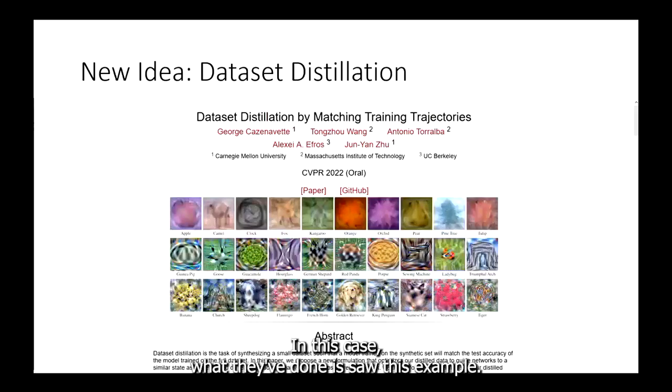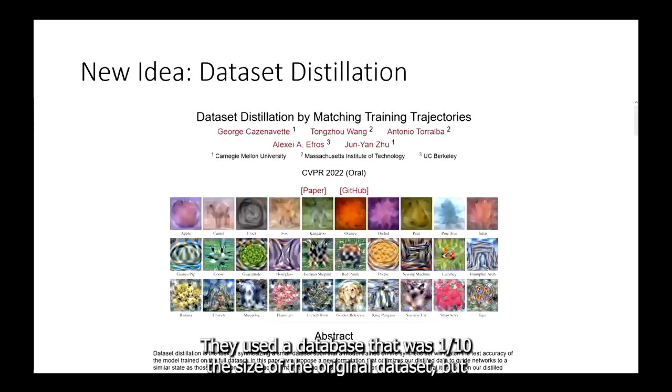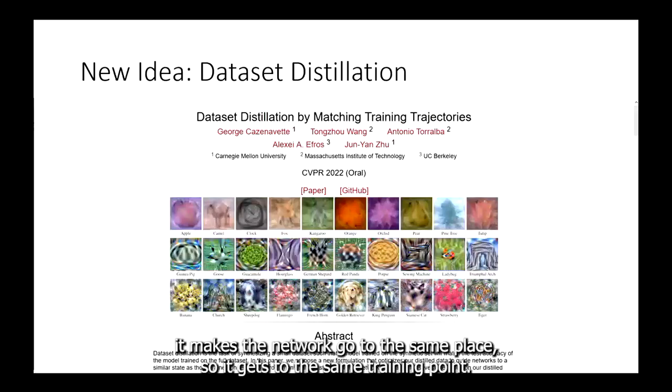In this case, what they've done, for this example, is use a database that was 1/10 the size of the original data set, but it makes the network go to the same place, so it gets to the same training point. So it's actually creating a new smaller data set that has the same effect as the big data set and gets you to the same point.